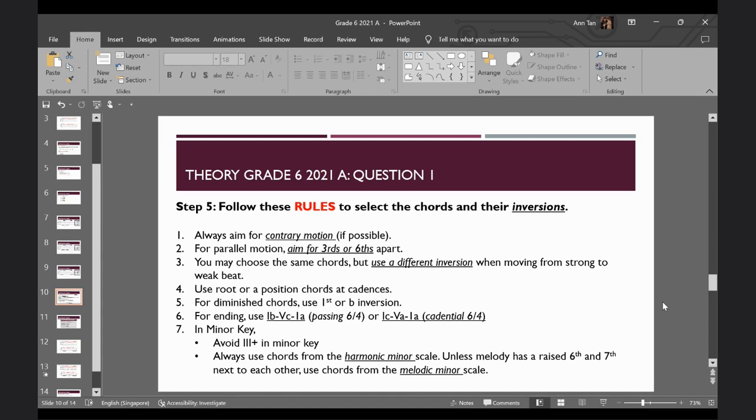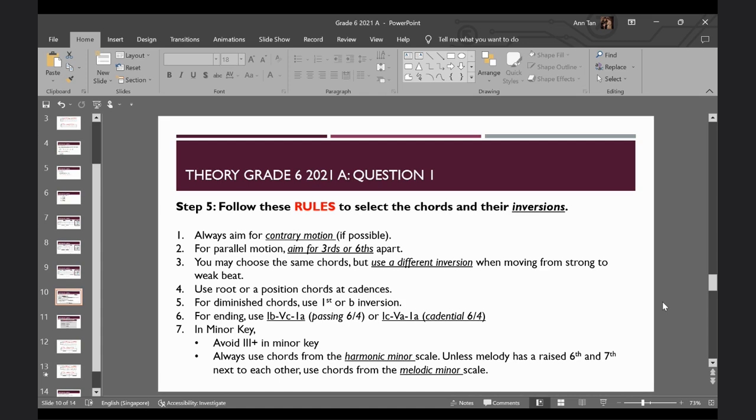Okay, rule number 1, always aim for contrary motion if possible. So the melody moves, for example, in step up motion, then the bass will be moving in a downward motion, contrary motion scale. Okay, rule number 2, for parallel motion, if you like to have them moving in the same direction, then let's aim for the third or a sixth apart. Okay, you may choose the same chords but use a different inversion when moving from a strong to weak beat. And from a weak to strong beat, we try not to use the same chord.